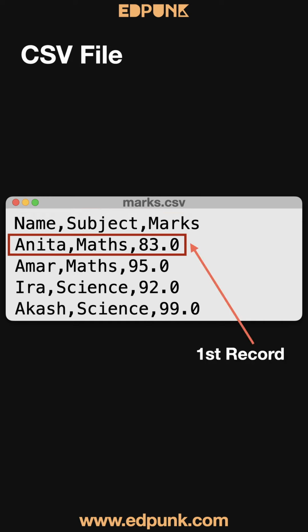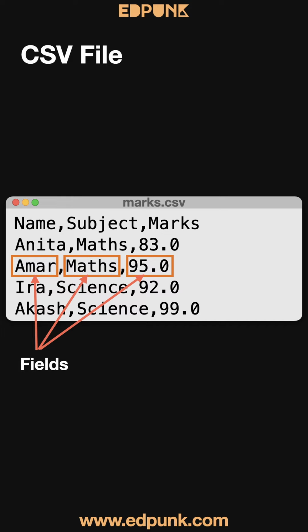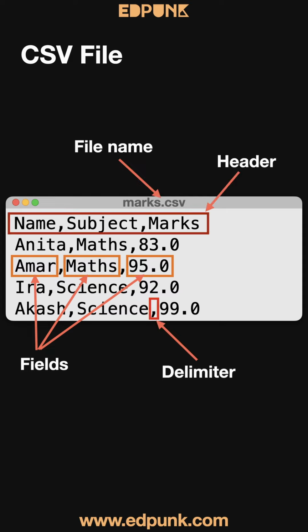The next row is the first record of the data, containing the marks obtained by Anita in math subject, that is 83. Note how the fields Anita, maths and 83 are separated by comma, which is the delimiter. The next data record is Amar, maths and 95. These values are also called fields of the record. There are two more records in the CSV file.